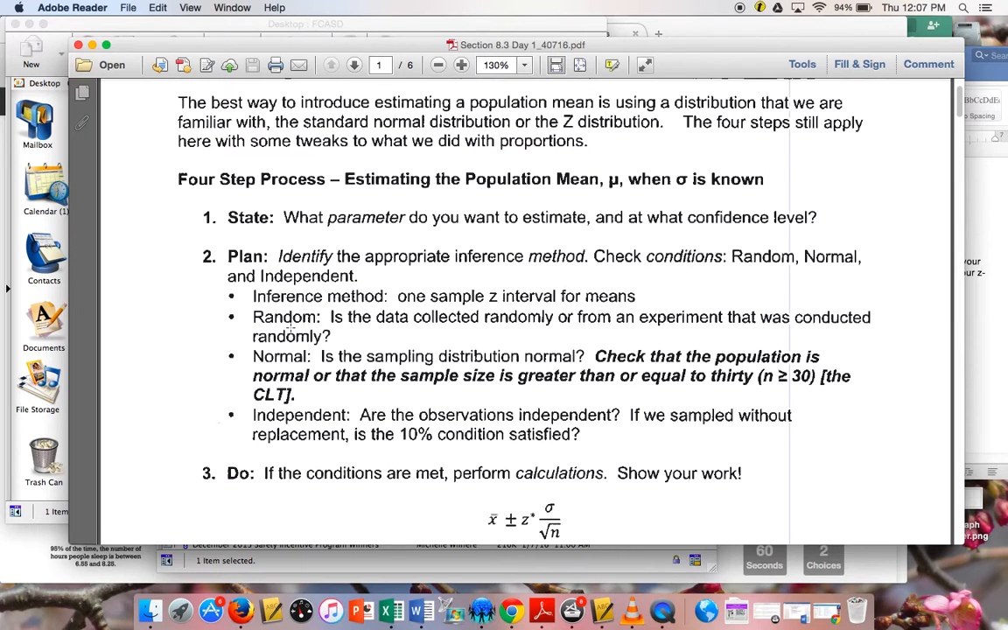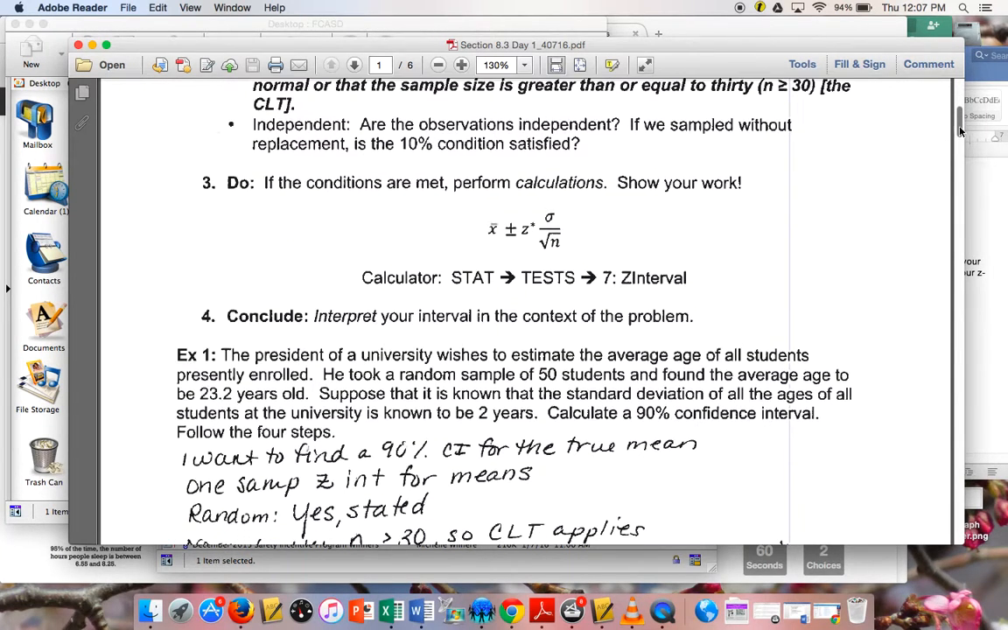We're still checking our random check. All right, the normal check, now it's different. Remember the normal check for the sampling distribution of x bar: the population is normal or the sample size is greater than or equal to 30. And then again, we still have that 10% condition for the independent check.